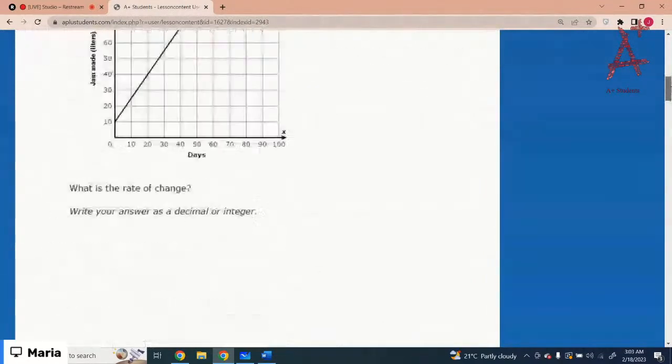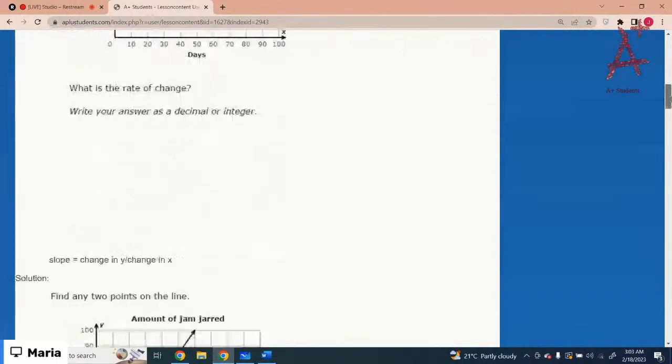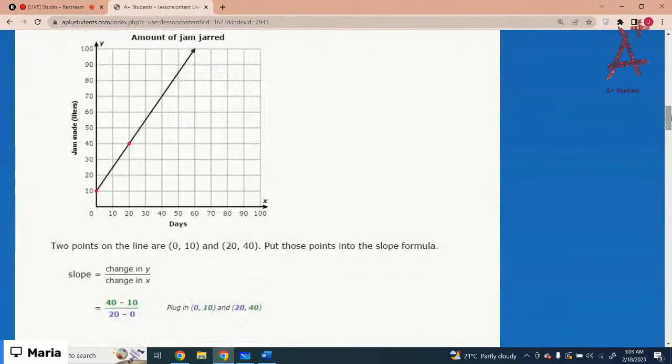Basically, whenever we are working on graphs, the rate of change is the slope. Got it? The slope means the change in y divided by change in x. So you have to calculate the slope of the graph. You can select any 2 points on the graph and then calculate the slope. For example, these are the two red points. The first one is x is 0, y is 10, and for this one x is 20 and y is 40. So the points are 0, 10 and 20, 40.